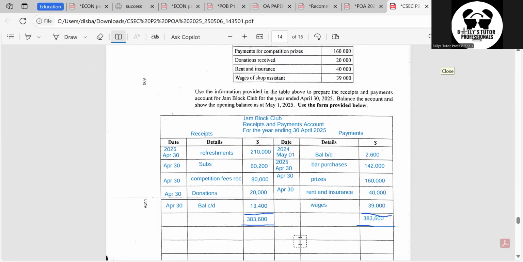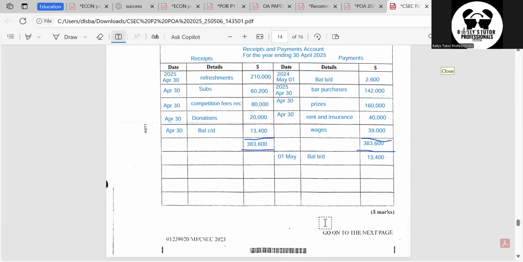And then the first of the following month, so after April is May, the 1st of May, on the opposite side of the balance carried down. The balance carried down is on the debit side, so I'll go on the credit side. 1st of May, details will be balance brought down, and it will be the same amount as the balance carried down: 13,400. Right, that is 8 marks.